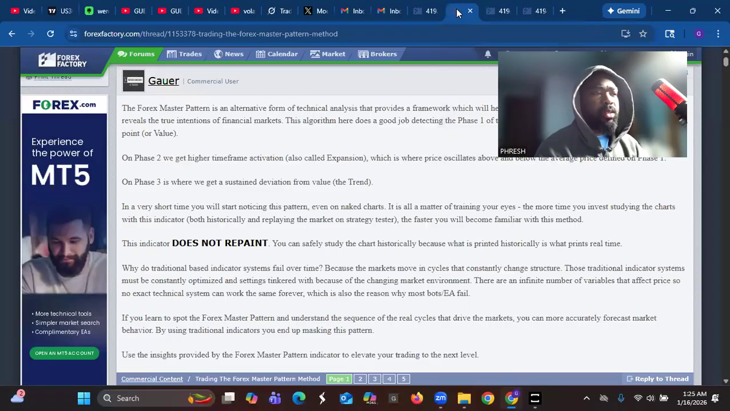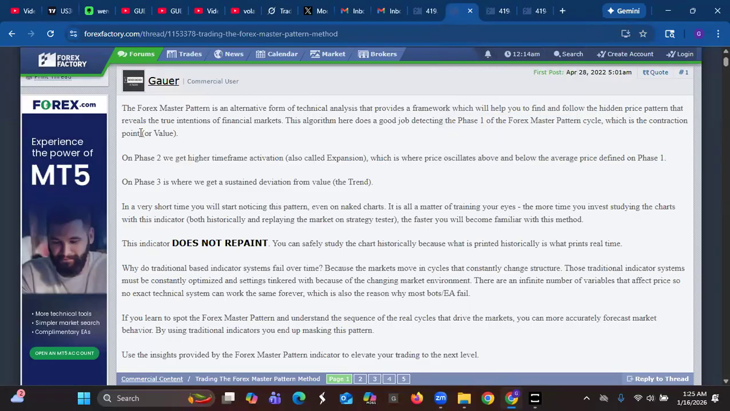So the master pattern, you guys, I'm gonna put myself down real quick so you can see the whole screen. The master pattern has three phases. Phase one of the Forex master pattern cycle is called contraction. Phase two, we get higher time frame activation and it's called the expansion phase, right? So phase one is called contraction. Phase two is called expansion. Another word for you to remember with phase two is manipulation. So you remember in manipulation phase, you don't trade.